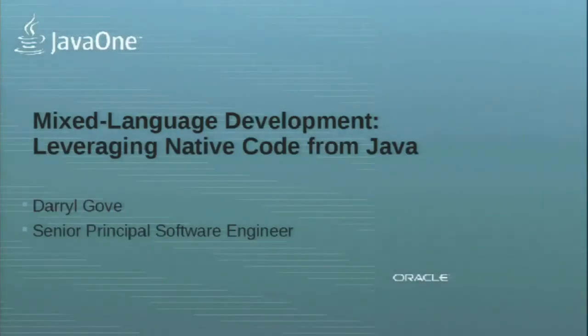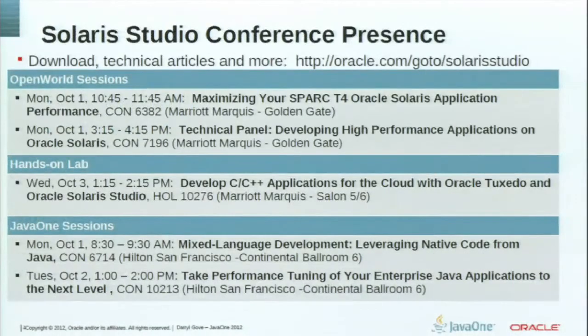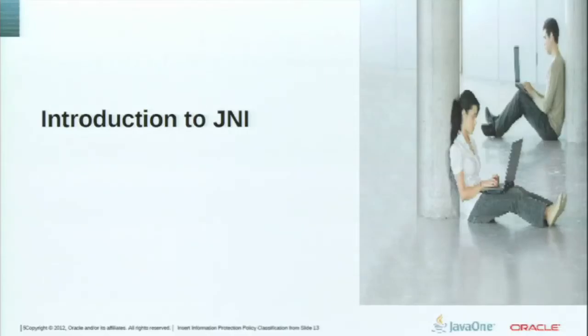So let's see. Okay, I'm part of the Solaris Studio team. That's the native language development tools, C, C++, and Fortran. And there's a whole bunch of other talks during the week that we're doing, and this is the outline of them. We have another talk at Java 1 doing more depth on performance analysis using Studio. And so with that, I'll head into the talk.